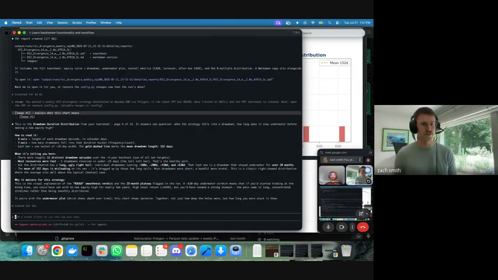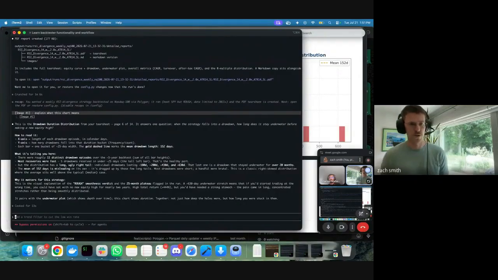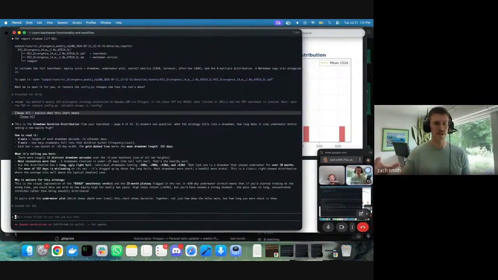There are roughly 11 distinct drawdown episodes over the 5-year backtest. Most recoveries were fast, so that's the healthy part. But the distribution is a long, ugly right tail. Individual drawdowns lasting 180 days, 200. And we just saw that, right? A 630-day drawdown. That's insane. The last one stayed underwater for 20 months. The mean of 152 days is misleading on its own. It's dragged up by those few long tails. Most drawdowns were short, a handful were brutal. This is a classic right-skewed distribution.